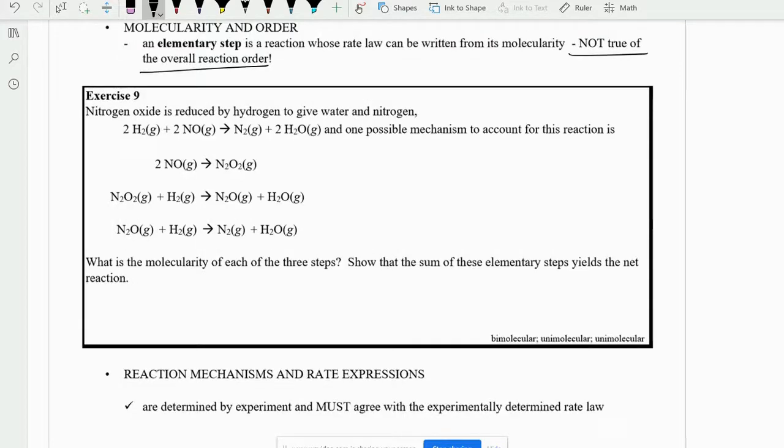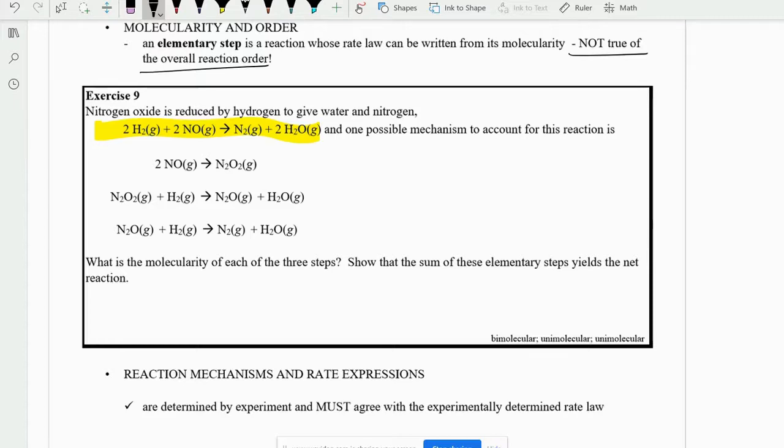Okay, let's do exercise 9 and kind of put some of this together. Nitrogen oxide is reduced by hydrogen to give water and nitrogen, and you can see the overall reaction is given here, that I've highlighted in yellow. Now, what it's saying is they're giving us a possible reaction mechanism for this particular reaction, and it's listed below.